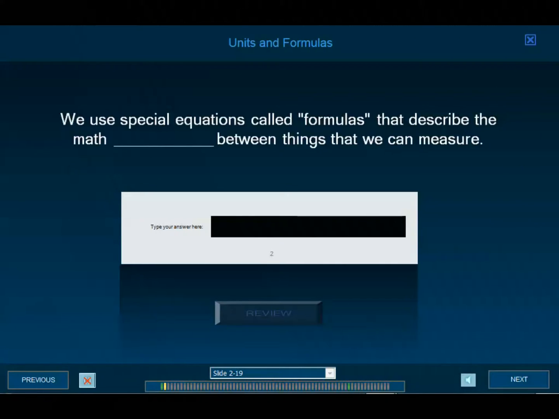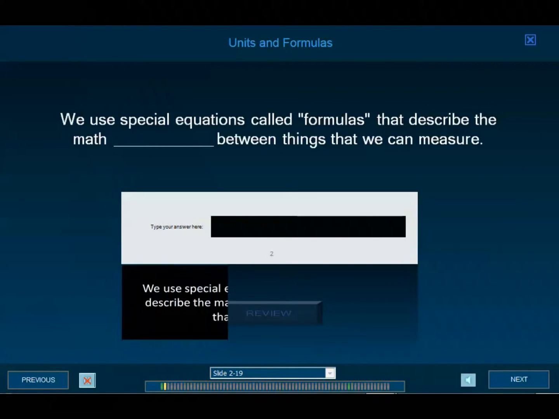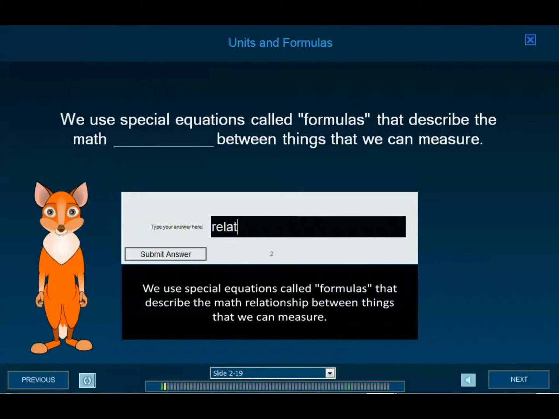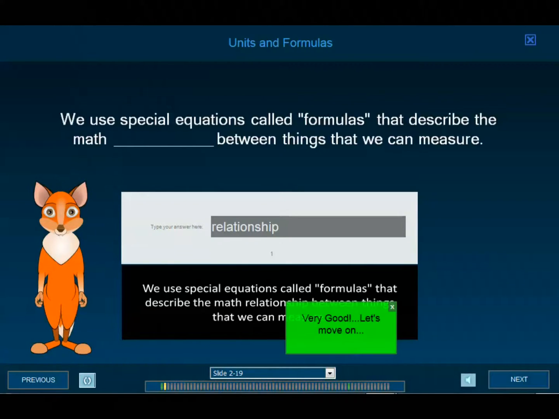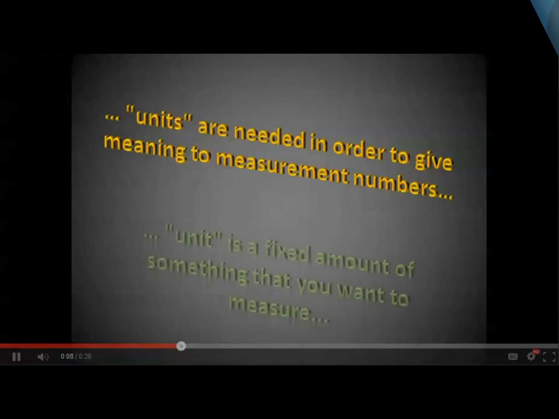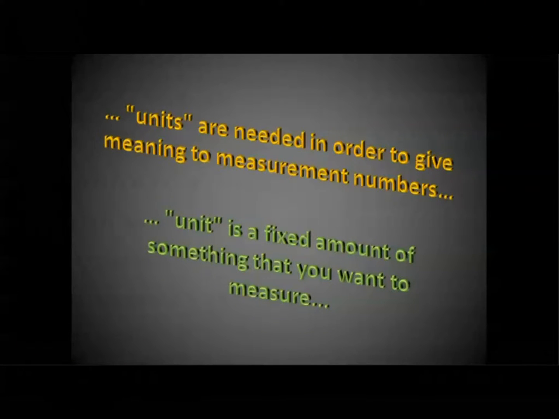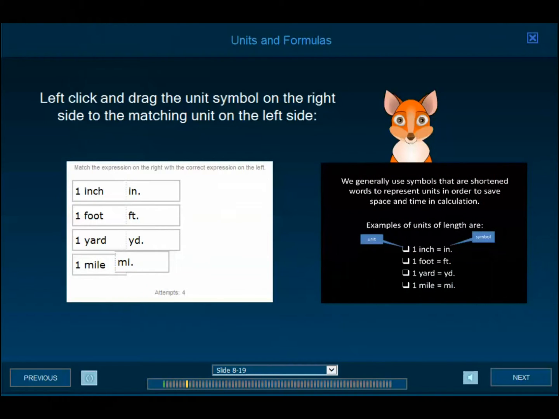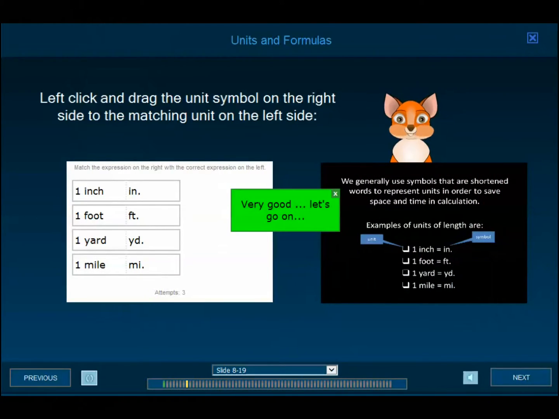We use special equations called formulas that describe the math between things that we can measure. Good. Formulas describe math relationships between things that we can measure. A unit is a fixed amount of something that you want to measure. Left-click and drag the unit symbol on the right side to the matching unit on the left side. You're right. Nice job.